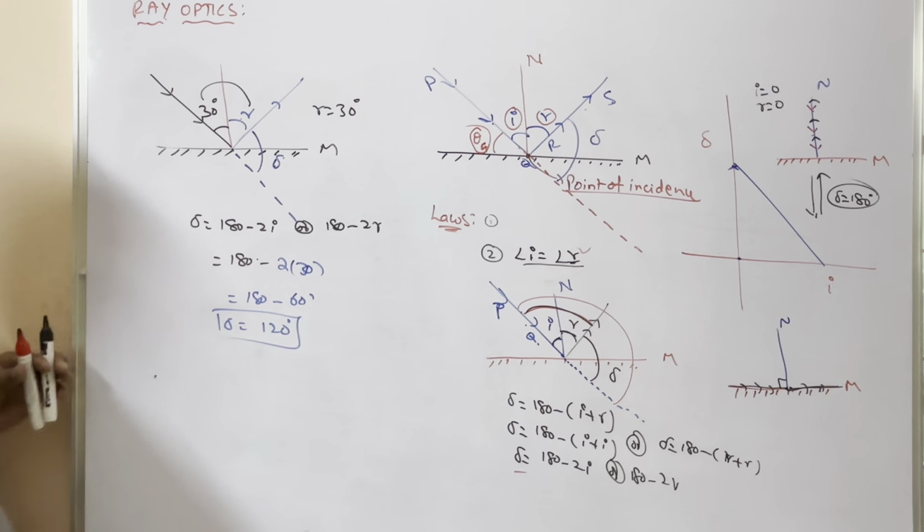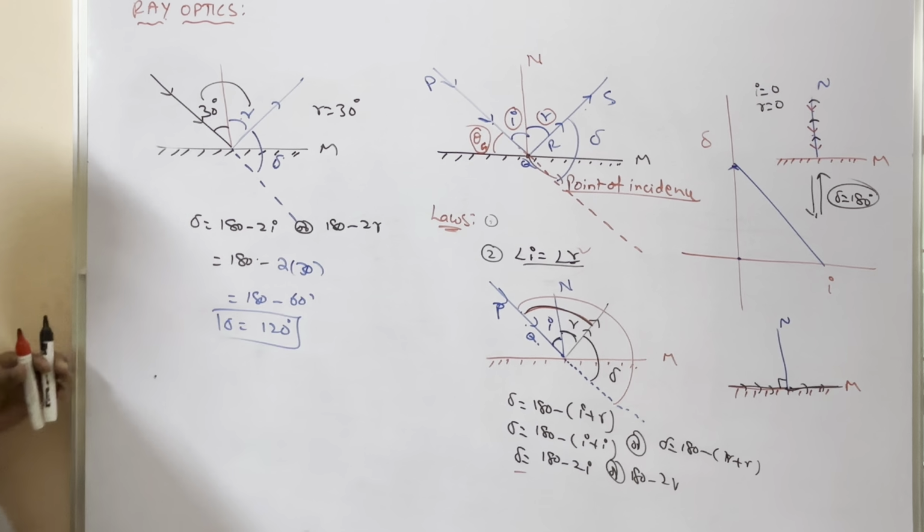Either you can follow this equation or this equation. Sometimes they will give this plane mirror, this is the normal, the angle of incidence. Instead of giving the angle of incidence, they will give 60 degrees, the glancing angle, with the mirror. Whenever they have given 60 degrees with the mirror, then what is the angle of incidence here? This is going to be 30. Therefore, angle of incidence equals angle of reflection. This is also 30. Again, what is the angle of deviation? Delta. Same answer, you will get 120 degrees.